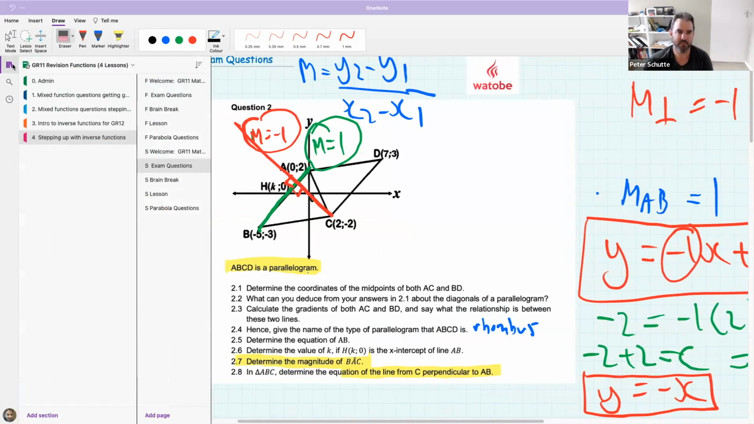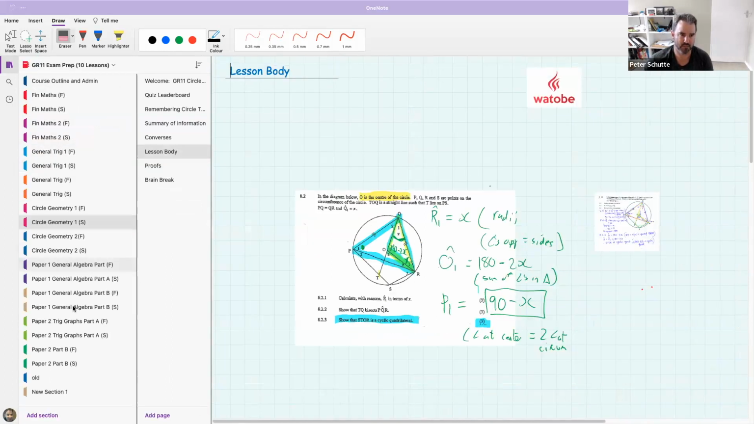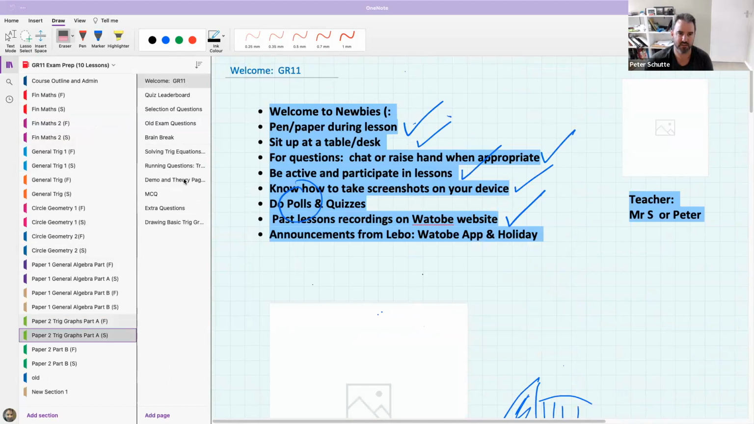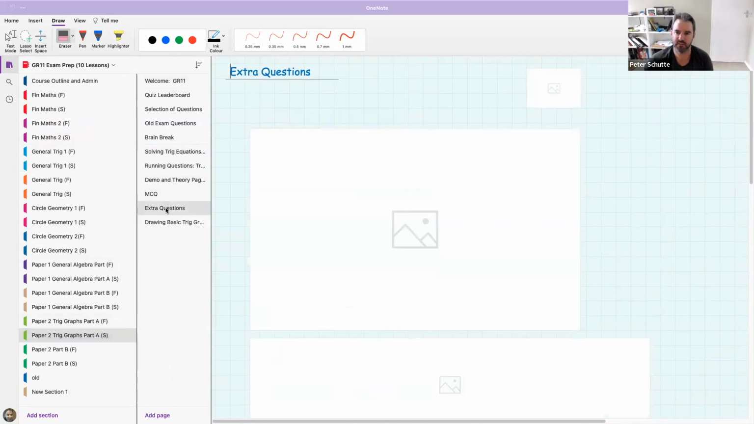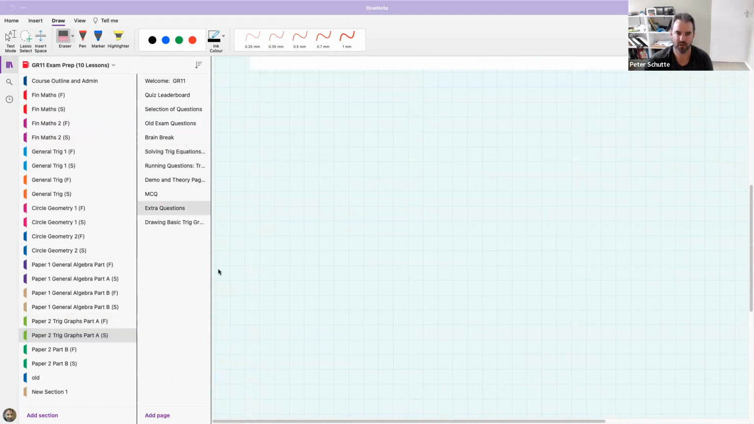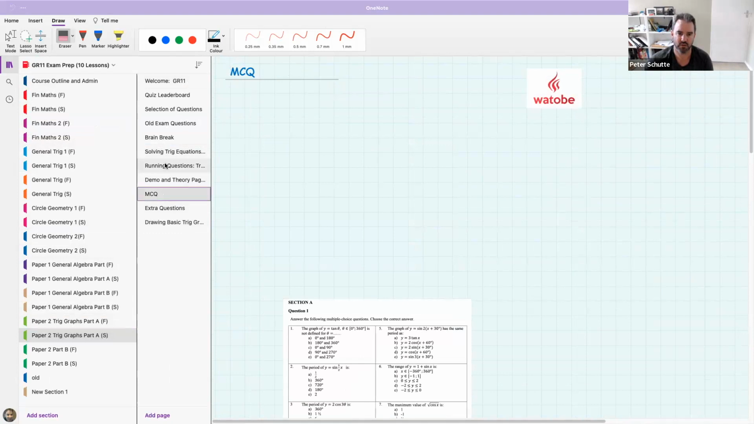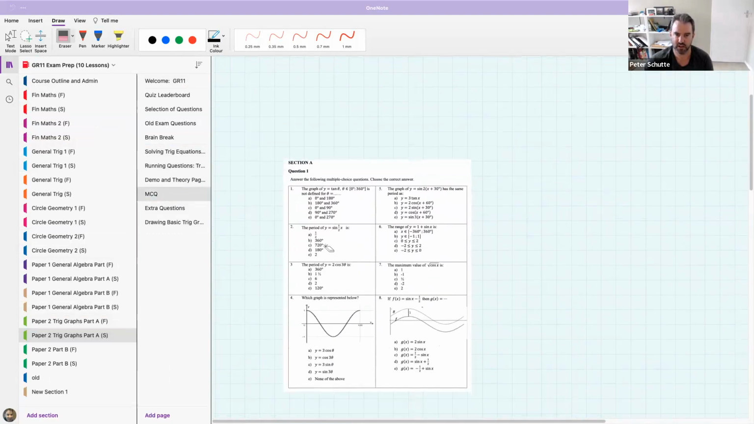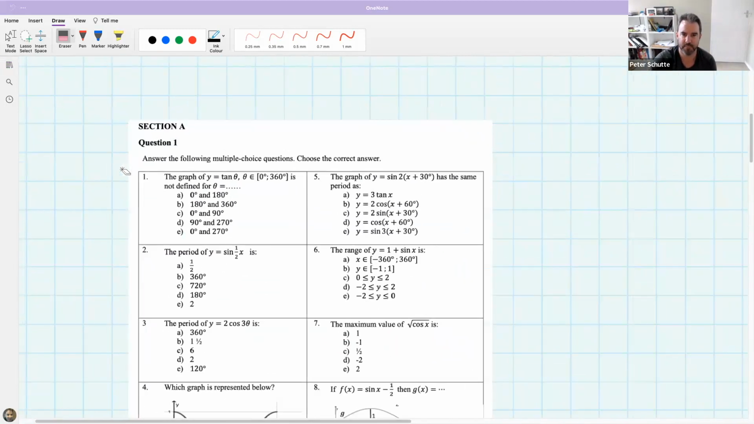Okay, I don't know if I have enough time to grab a trig graphs question. Let's see if I've got one, just to finish off. We did this in the last lesson, I think. Writing questions. Oh, we could do this. Let's do a couple of these multiple choice questions. It's a nice way to end.